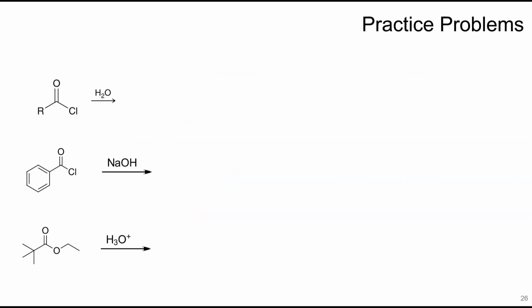So here's a couple of practice problems for you. If we have an acid chloride reacted with water, water is the nucleophile, so we'll get a carboxylic acid. Sodium hydroxide is a strong nucleophile. We'll get a carboxylic acid. An ester with acid will give us a carboxylic acid as well.